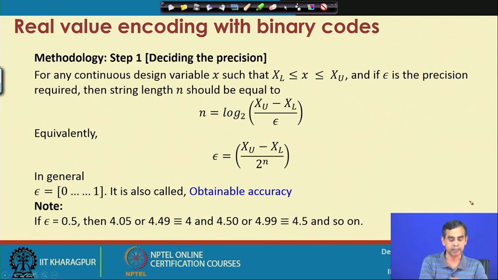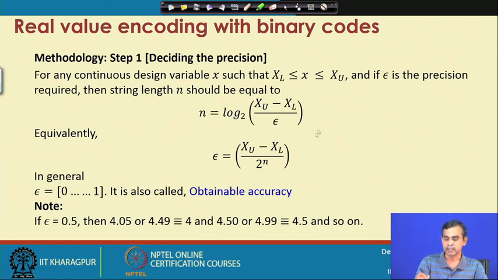For example, if epsilon equals 0.5, then all the values between 4.05 and 4.49 will be represented by 4. On the other hand, if epsilon equals 1, then 4.00 to 4.99 will be represented by 4. So depending on the obtainable accuracy, the range or precision will change, and accordingly the number of bits will be decided.